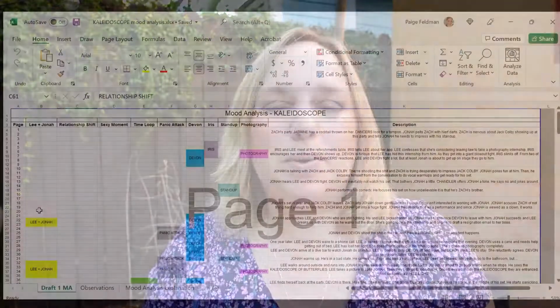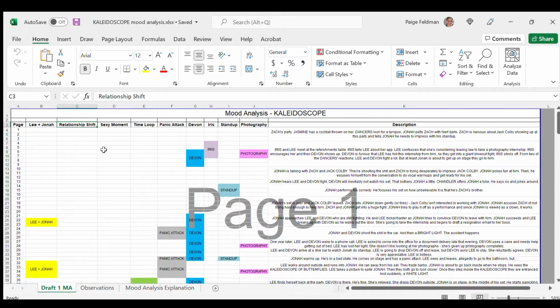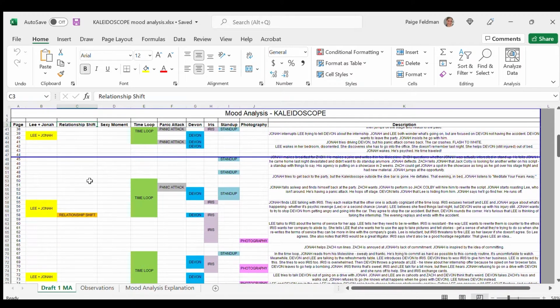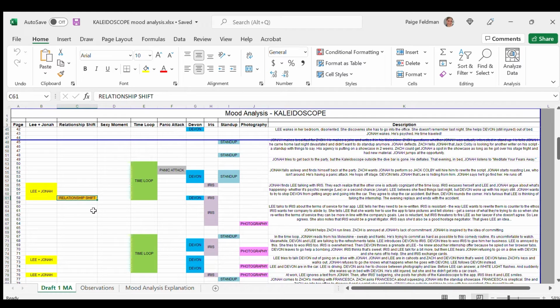So one of the things that I noticed on my mood analysis is that the relationship shift, the moment when Lee and Jonah's relationship took a turn and changed and evolved and grew, there were about 15 of them, and the first one didn't happen until page 58. Now, page 58, even of a 263-page script, that's still way too late. We cut it in half. Page 30 for the relationship to change and evolve. No, this relationship, it's the center of the story. It needs to be changing and evolving from minute one.